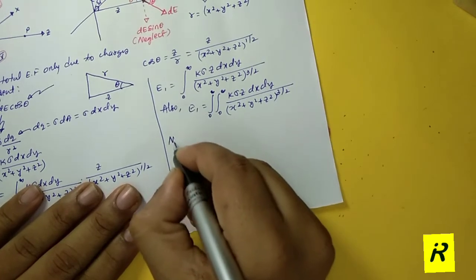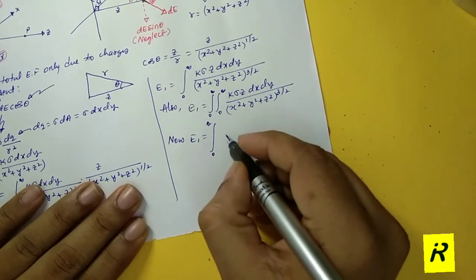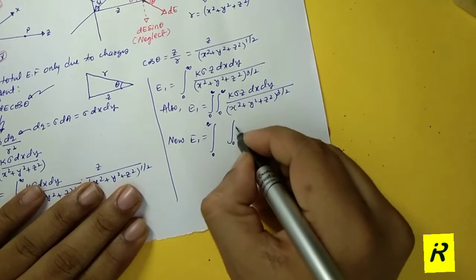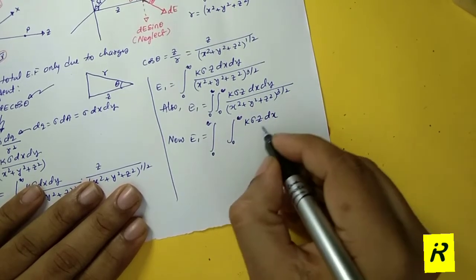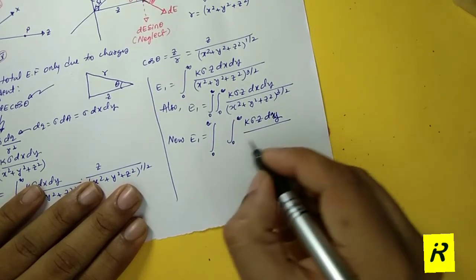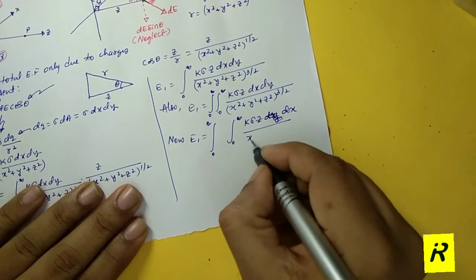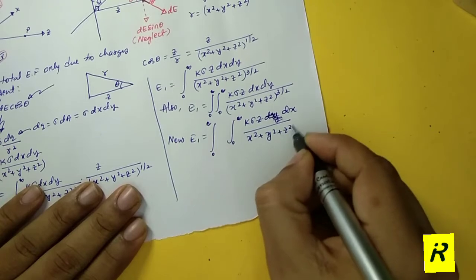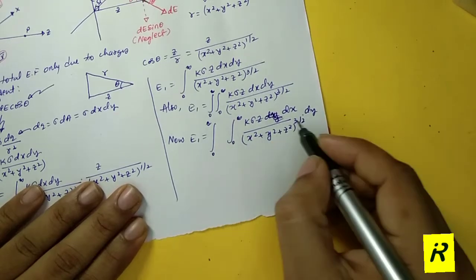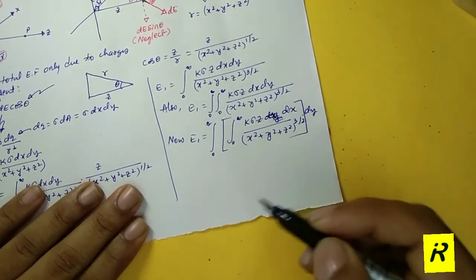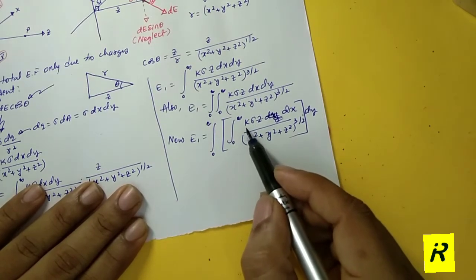Okay, so now E1 is equal to the integration from 0 to infinity of k sigma z dx, otherwise dy, whole divided by x square plus y square plus z square whole to the power 3 by 2 into dy. Right. So you should observe this much. And here, you should know k, sigma and z are constants.